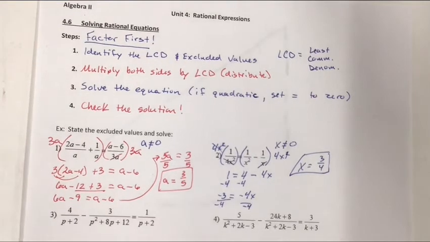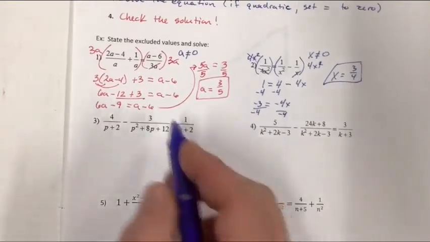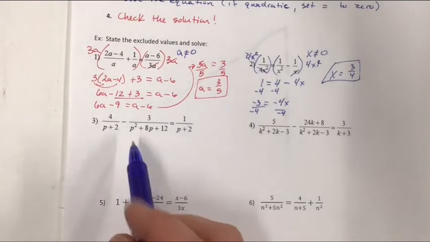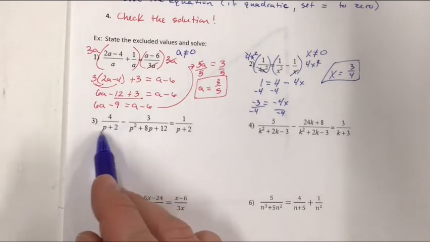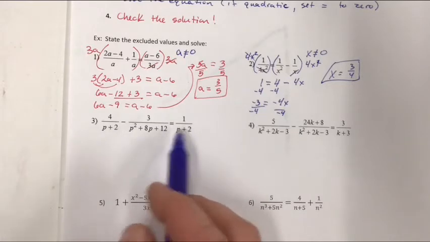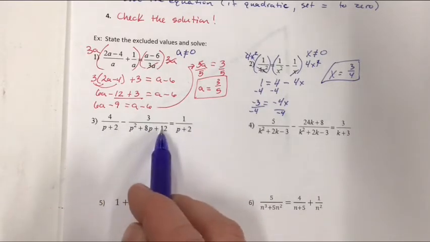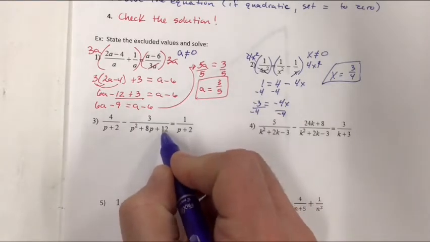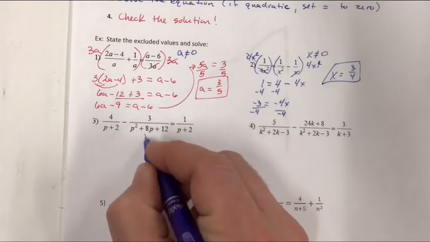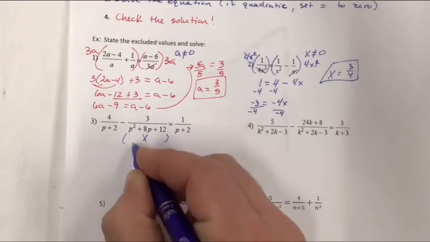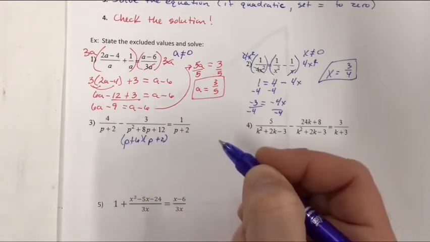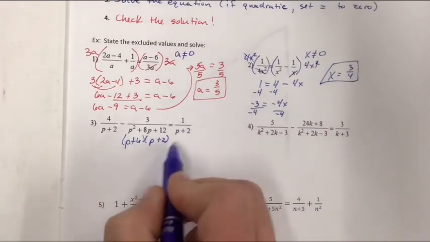Okay? So as we continue on, the problems get a little more complex looking, but again, this is why I said it was so important to factor first. So this denominator is p plus 2, so is this one. This will probably factor into p plus 2 and something else, and if we look at it, the numbers that would multiply to equal 12 but add up to 8 are 6 and 2. So this denominator is actually p plus 6 and p plus 2. So that actually is the least common denominator.